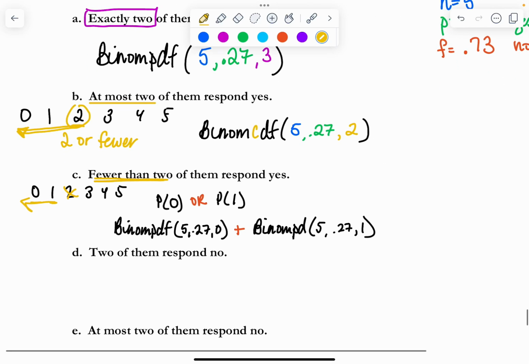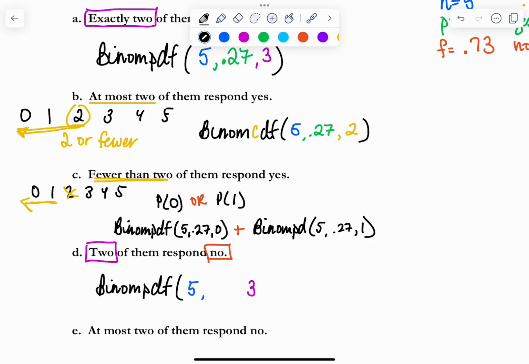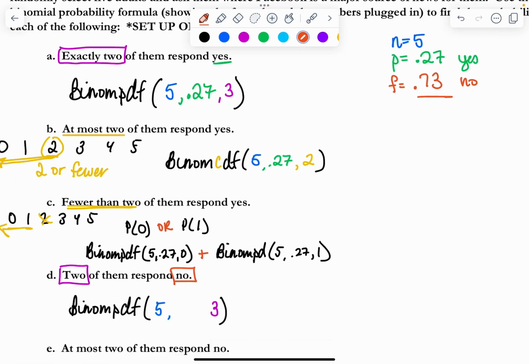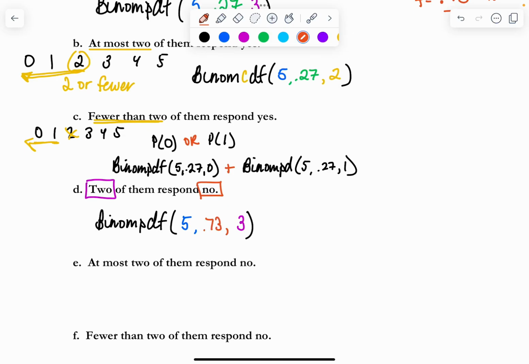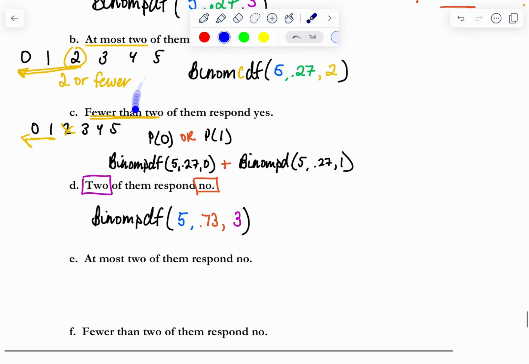All right, letter D is different because it's talking about those who responded no. It's an exact number, so binom PDF, because it's an exact number. We talked to 5 people. We want to know the probability that 3 of them said no. So if we go back up here, the probability that they say no is 0.73, so we're going to put that in the calculation. And then we see that at most 2 said no and fewer than 2 said no would be the exact same thing as these guys. It would just be this probability, and here would be changed to the 0.73.